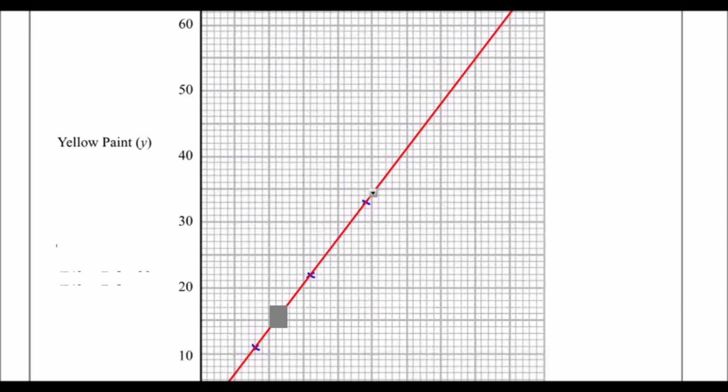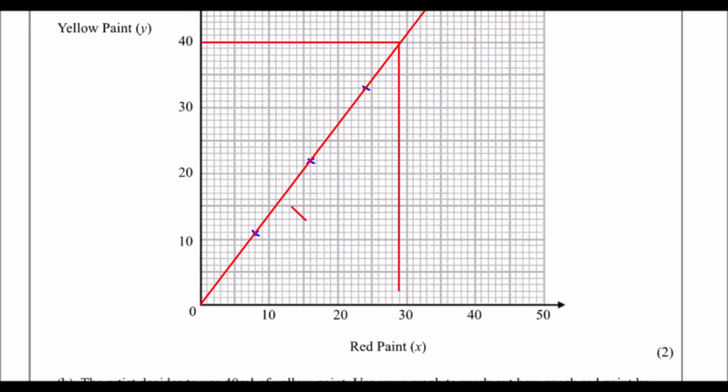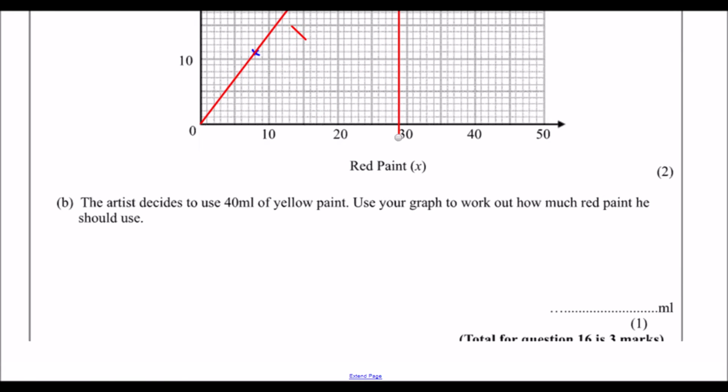So 40 milliliters of yellow. So from 40, we'll go along to the line and then down. So that's coming out at 29. So that'll be 29 milliliters.